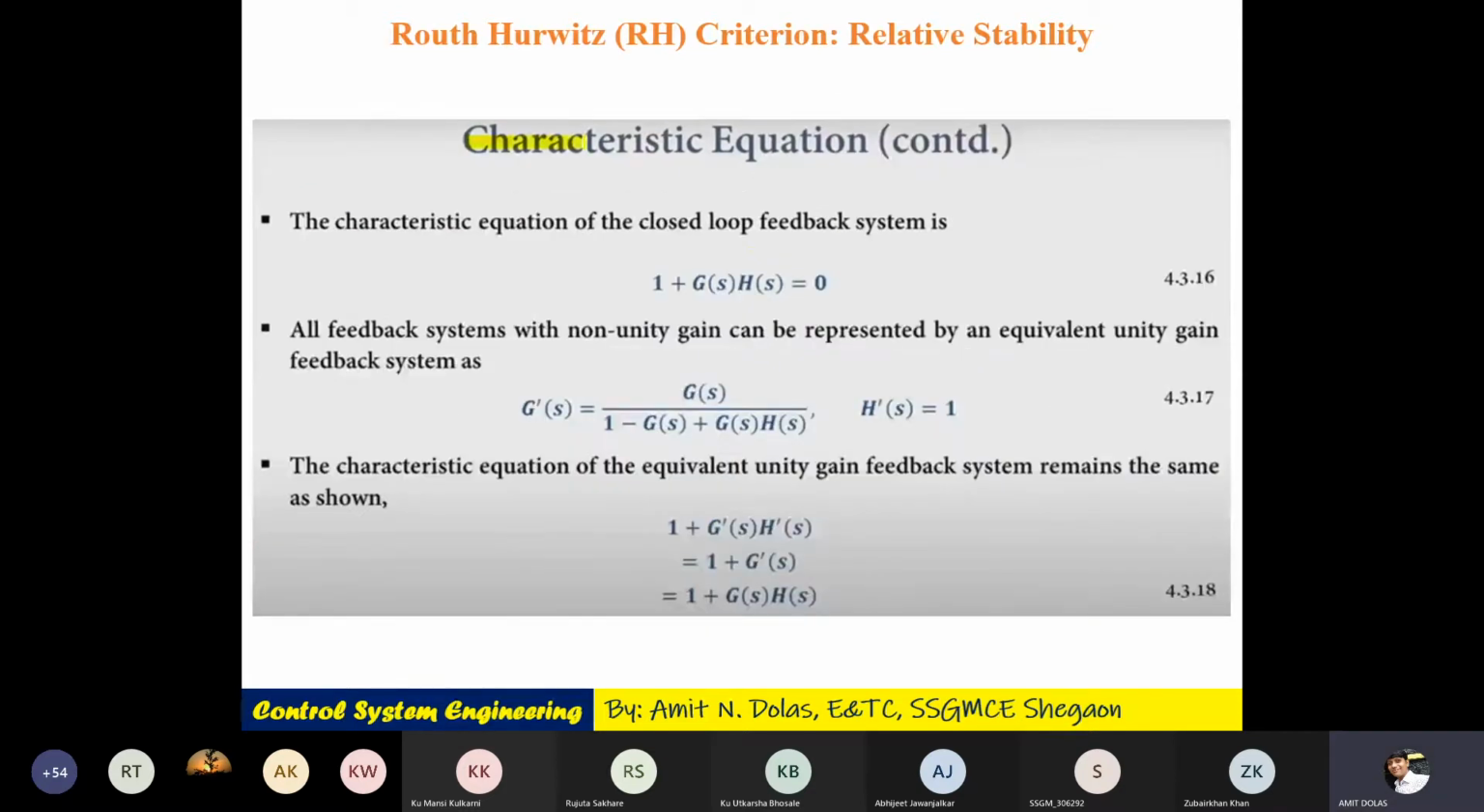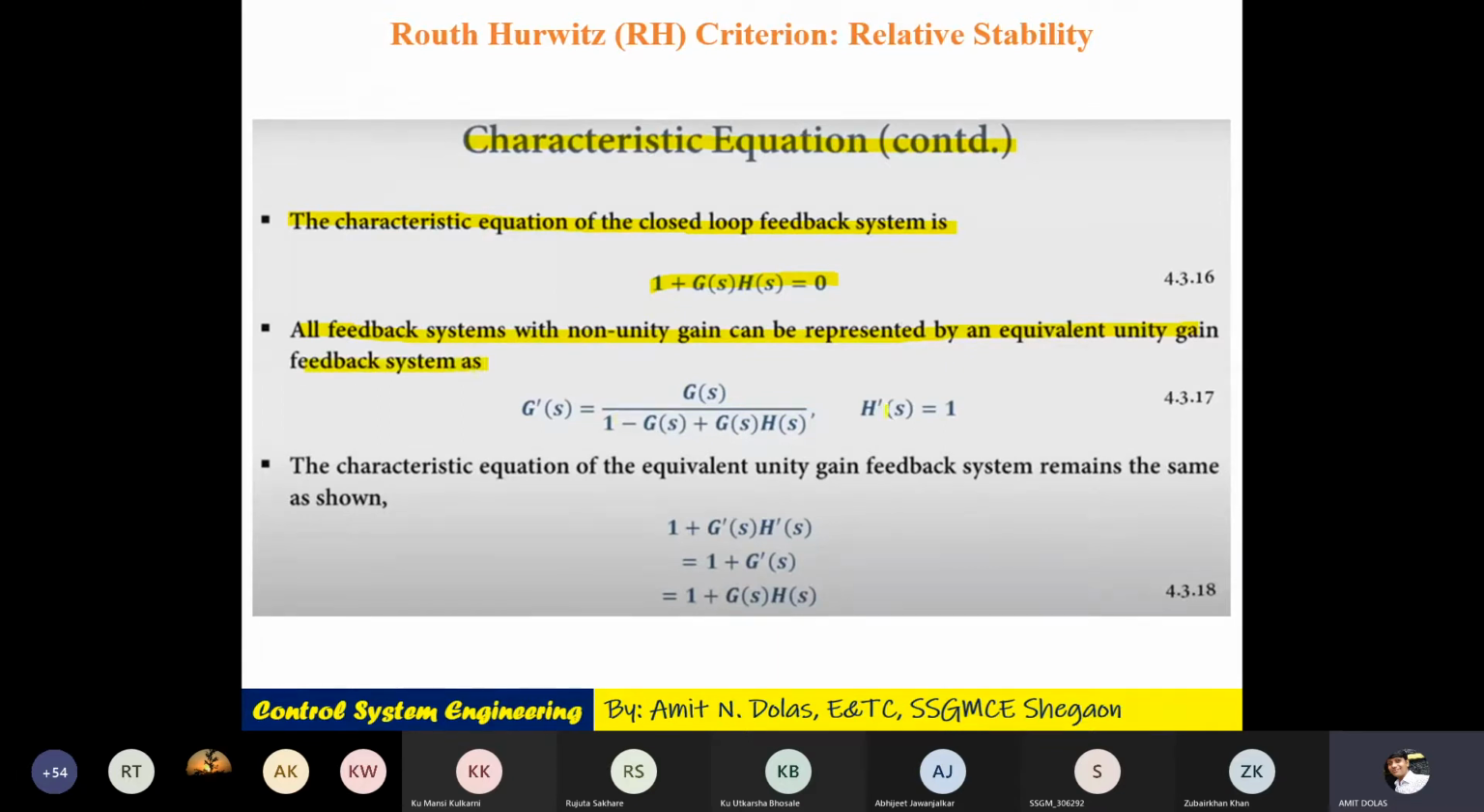Now the characteristic equation, continued with the similar point. The characteristic equation of a closed loop feedback system is of course the denominator, that is 1 plus G of s into H of s equal to 0, क्योंकि हमें characteristic equation we need for further processing, finding out the root, finding out the range of stability or relative stability. All the feedback systems with non-unity gain can be represented by a unity gain feedback system as.